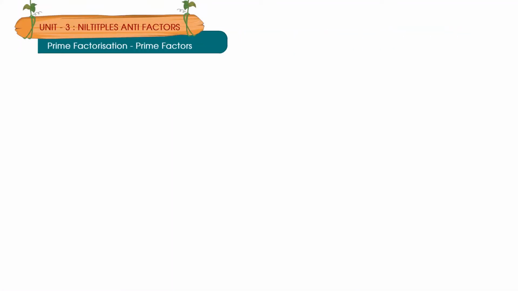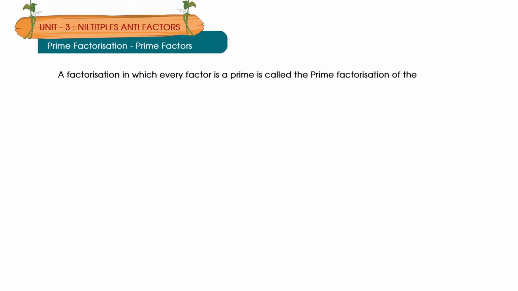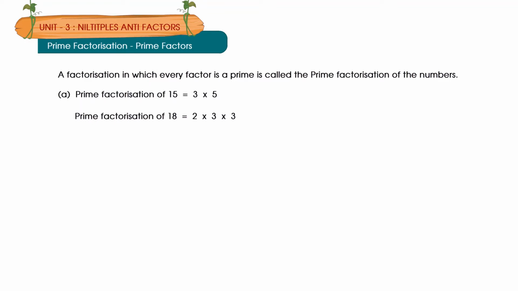Prime factorization, prime factors. A factorization in which every factor is a prime is called the prime factorization of the number. The prime factorization of 15 is equal to 3 into 5. The prime factorization of 18 is equal to 2 into 3 into 3.